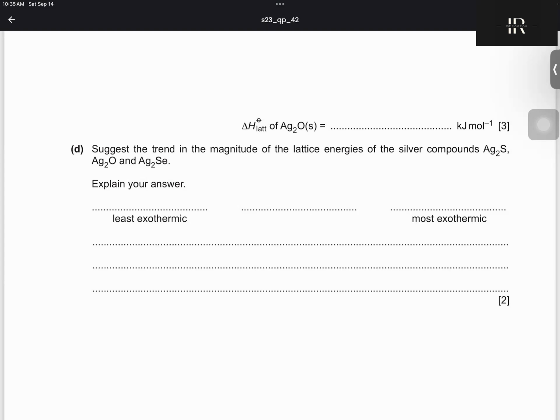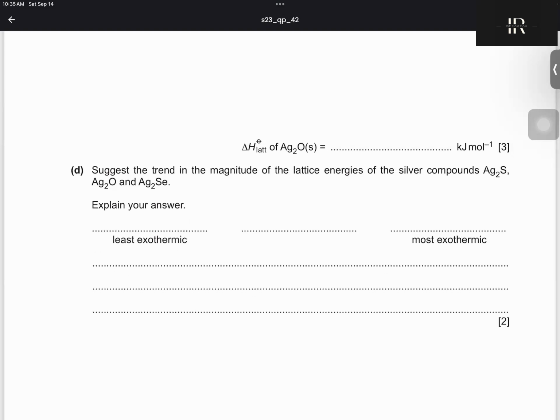How are we deciding that this would be least exothermic? Least exothermic means the weaker ionic solid, and the most exothermic means a stronger ionic solid. It depends on the charge and the size of an atom. The charge is the same. Sulfur is -2, oxygen is -2, and selenium is also -2. So now we have to look at the size.